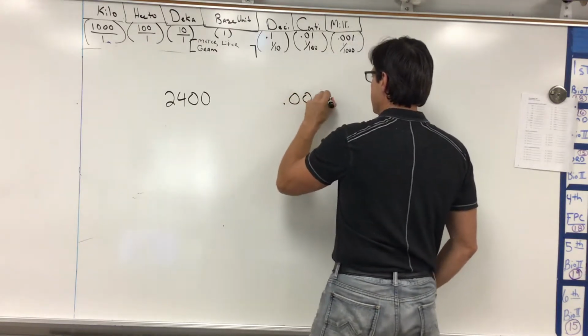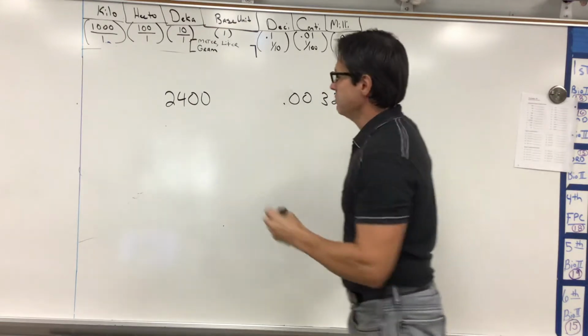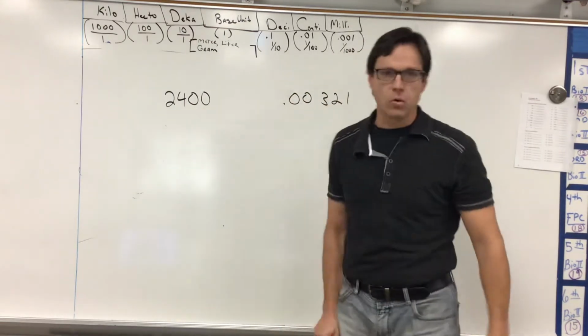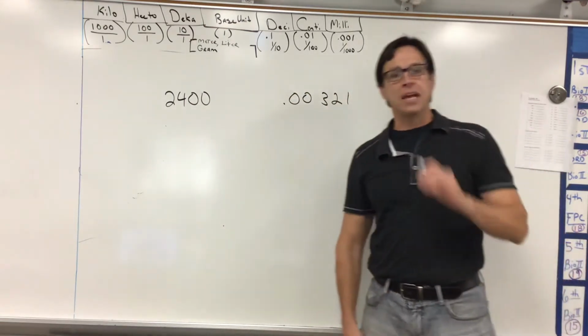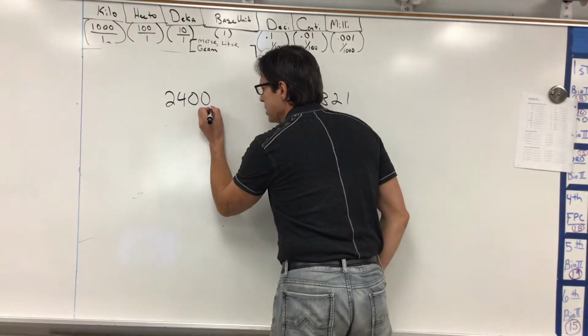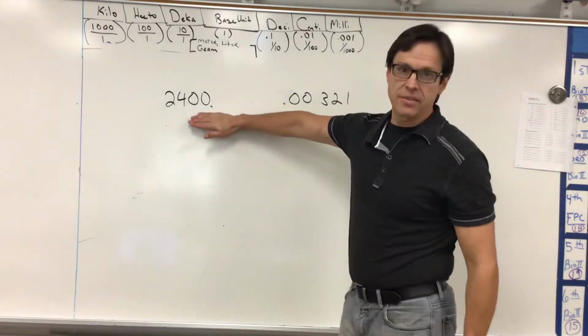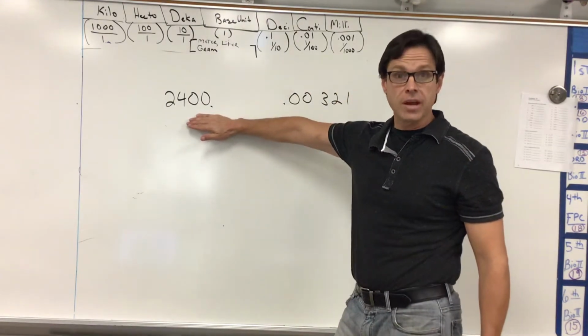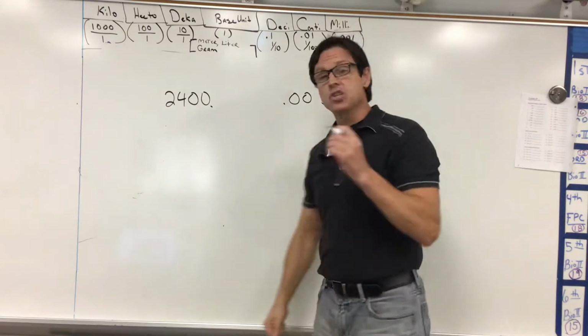0, 0, 3, 2, 1. Okay. So obviously that's 2,400. So if we wanted to put that into scientific notation, visualize this as if I put a decimal point right there. That does not change the value. That is still 2,400, right? By putting that there, that's just showing me where I want to start.